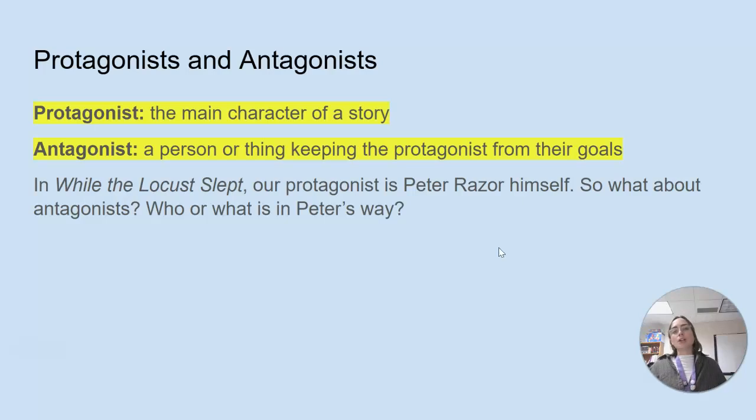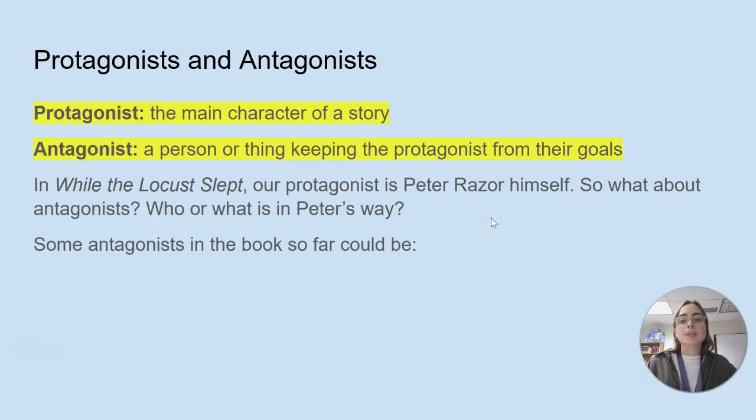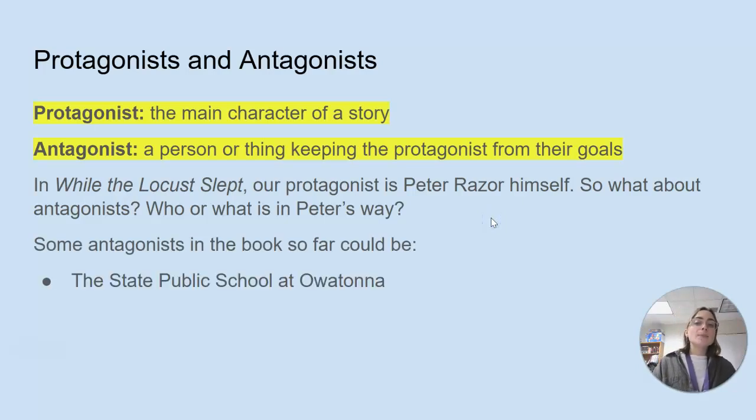In the book that we have just started reading, I know we've only read chapter 1, but I want you to think a little bit about protagonist and antagonist in While the Locust Slept. Our protagonist is the author Peter Raiser himself. And so what about the antagonist? Who or what is standing in Peter's way of being successful and happy and achieving his goals? Some antagonists in the book so far, we can think about the state public school at Owatonna. Remember, that is just a name for the orphanage that Peter is staying at because his family is not taking care of him. So think about the ways that that school is maybe not a good place for Peter to be.